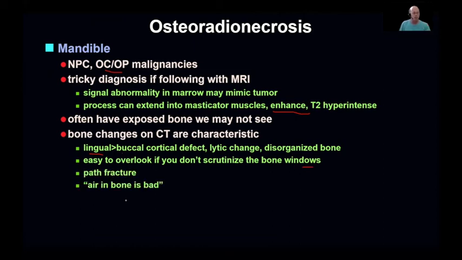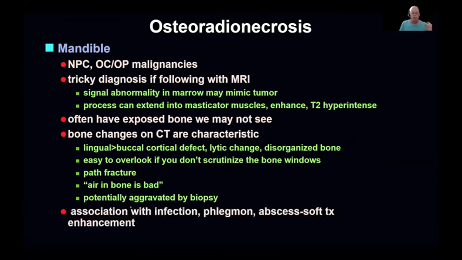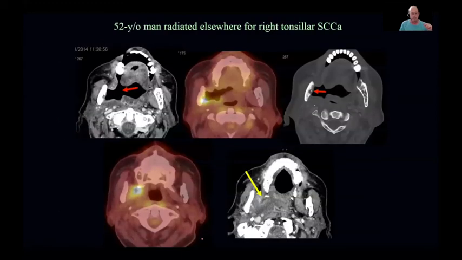Pathologic fractures. Remember, you should never have air in your bone. If you have air in bone, something is wrong. That's not good bone. And this too can be aggravated by biopsy. So some of these patients can develop an infection, whether it's a phlegmon or a frank abscess. This is not uncommon. Maxilla is far less commonly involved in osteoradionecrosis.